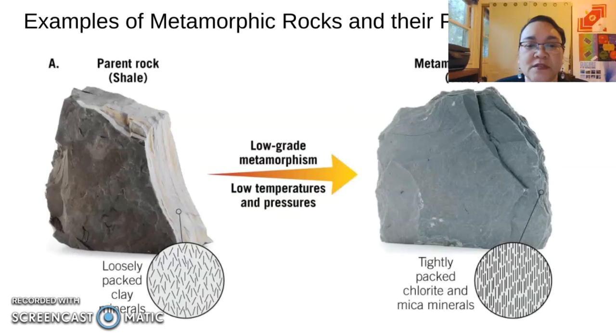Here are some examples of metamorphic rocks and their protoliths. In this case, the parent rock, or protolith, is shale, which is a clastic sedimentary rock with loosely packed clay minerals. It undergoes heat and pressure at relatively low temperatures to form slate, a metamorphic rock with tightly packed chlorite and mica minerals.